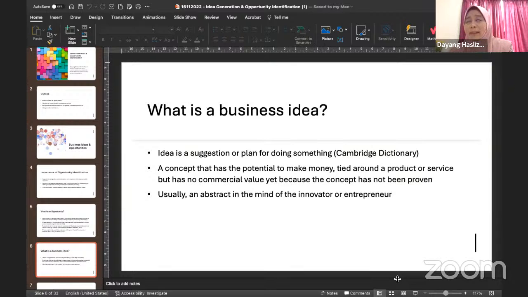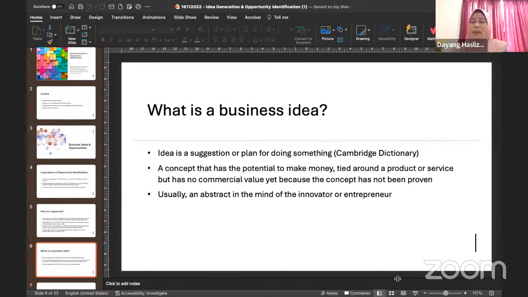It's a concept that has the potential to make money. It has to be tied around a product, but it doesn't have any commercial value yet because the idea has not been tested. If you test it, then it can be developed, and then it becomes an opportunity. But before that, it's just an idea. Usually a business idea is abstract, some form of image or concept in the mind of the innovator or entrepreneur.